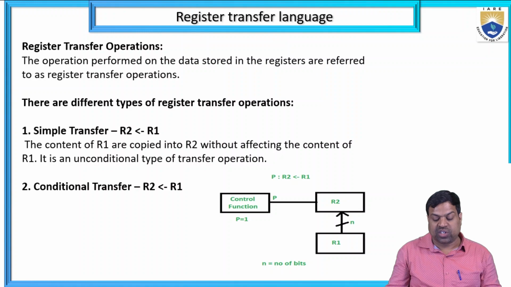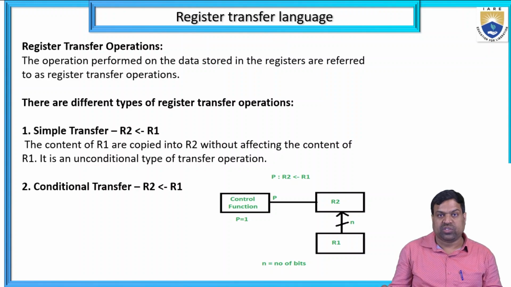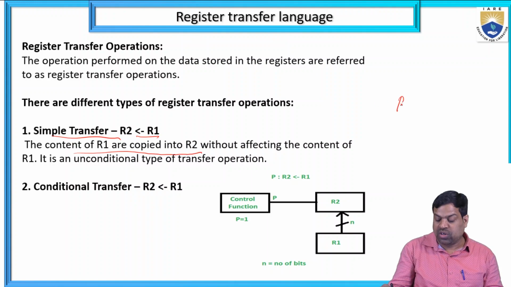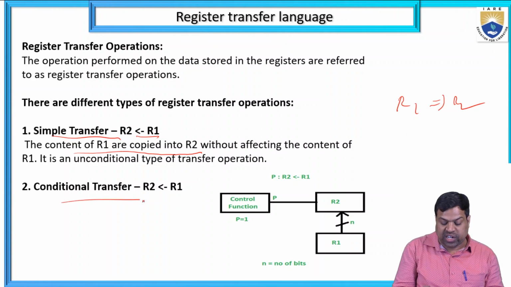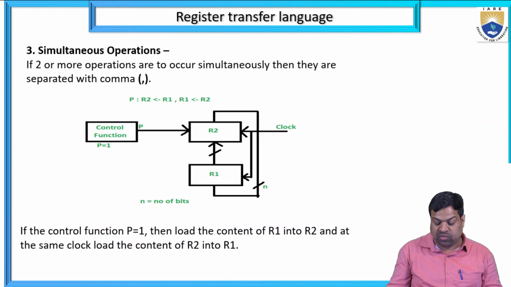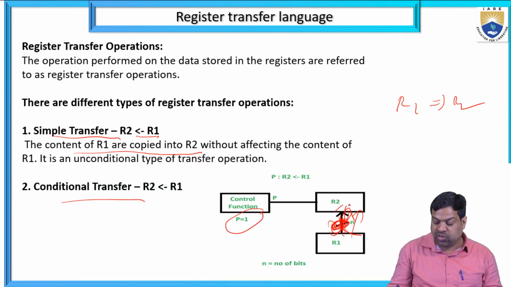Operations performed on the data stored in registers are referred to as register transfer operations. A simple example is a simple transfer: R2 to R1, where the contents of R1 are copied to R2. It is a simple operation. And for the condition, R2 less than or equal to R1. If we have the condition, then only it goes. If the condition is not satisfied, the transfer will stop. What is the condition? If P equal to 1, then only will it transfer.